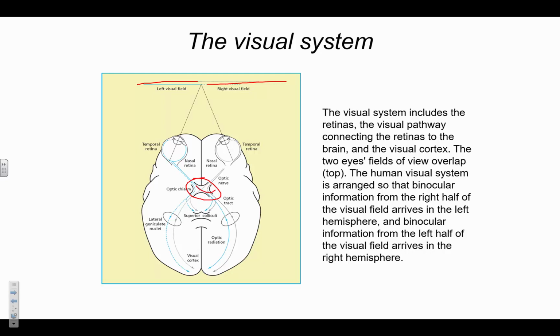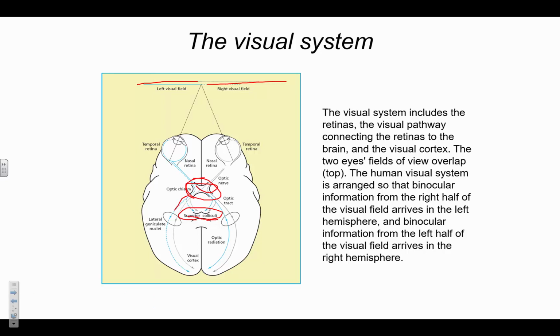Once we do that little crossover, we go a couple places. There's some information that goes to this guy called the superior colliculus. Colliculi is plural for colliculus. It means little hill. So some information goes there, coordinates eye movements, integration with hearing. We'll talk about that when we get to some sensory integration.